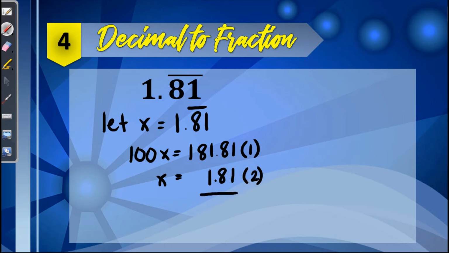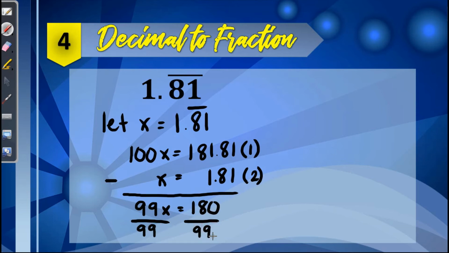The third step, we have to subtract these two equations. So we have 99x is equal to 180. Afterwards, we have to solve for x. So we have to divide both sides by 99. And the value of x here is x is equal to 20 over 11 by dividing both the numerators and denominators by 9. As we can see, 20 over 11 is an improper fraction. We can write this as a mixed number. So this one is equal to 1 and 9 over 11.